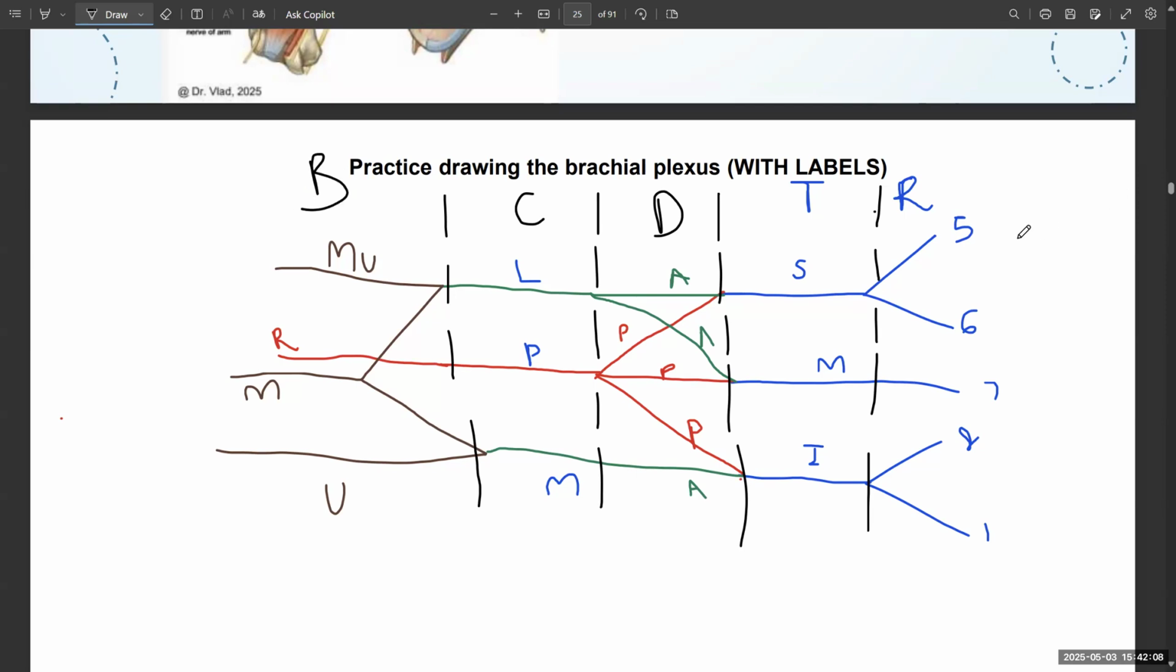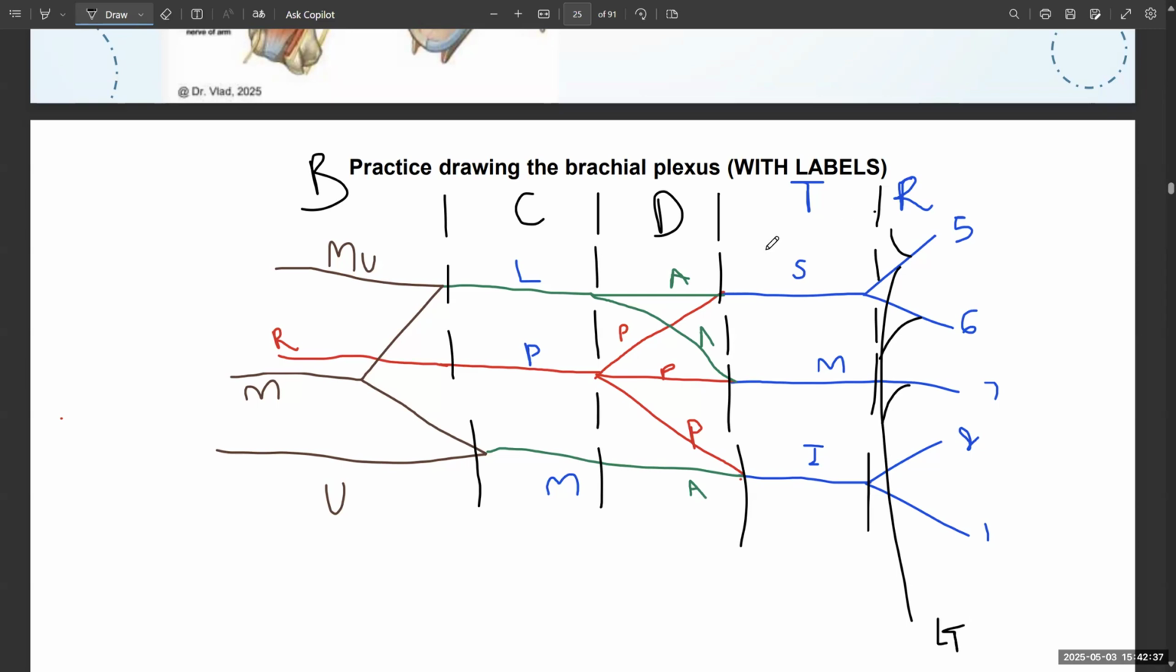Okay. So what branches do we have that are coming out from the roots? We have the dorsal scapular nerve. So that's one. We also have the long thoracic nerve, which is very long. Okay. So it starts from C5. So just draw a long line down. It is joined by C6 and it is also joined by C7. Okay, so this is the long thoracic nerve.